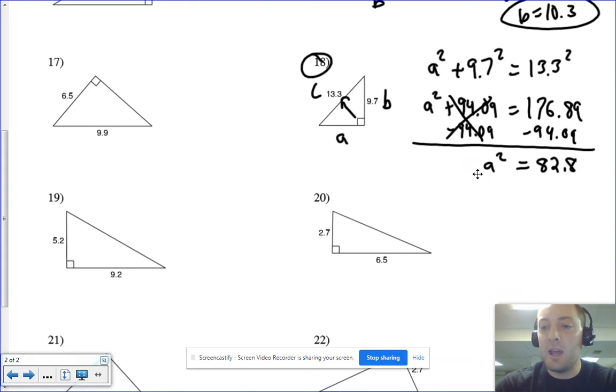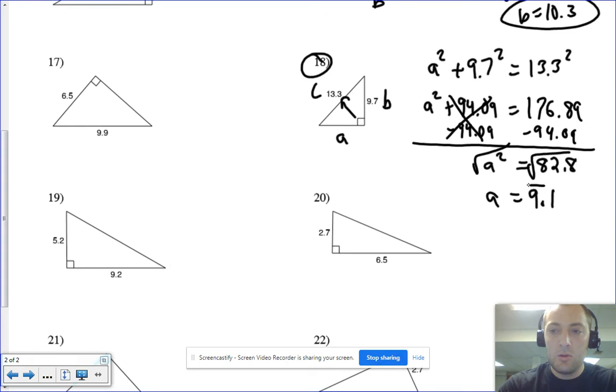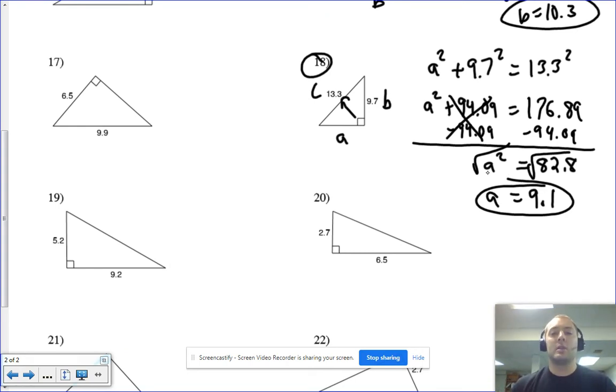And finally, to get the A, because we don't really care what A squared is, we care more what A is, we have to do the square root. And that'll get us A by itself. Square root of 82.8. And I get, rounded, 9.1. And there's my A. So it was slightly smaller than the other leg.